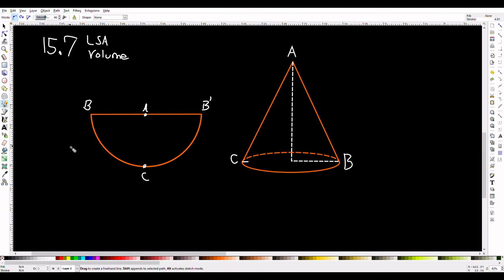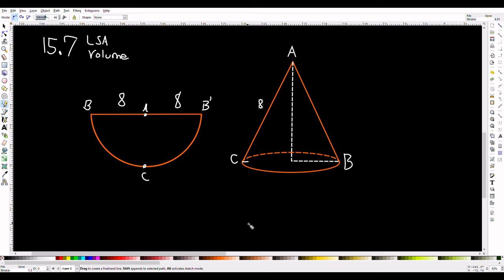Now this one's very important to label correctly. What is length AB? That is 8. What is length AB prime? It is also 8. What is length AC? That is 8 as well. So that's all of our slant heights. And that's all we have to allow us to find the volume of this cone.